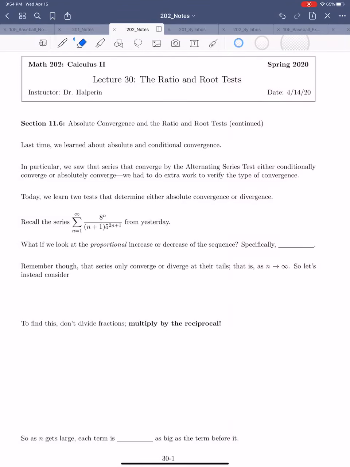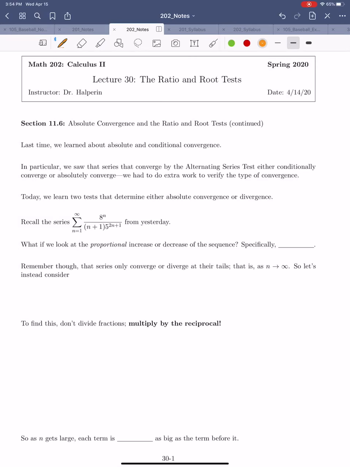Hey everyone, we're going to get started on a short little video about the ratio and root test. Most of the time will be spent on the ratio test, and the root test will just be a minute at the end. This is on the heels of learning about the difference between absolute and conditional convergence.